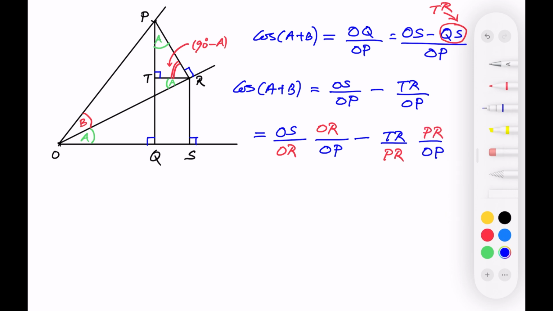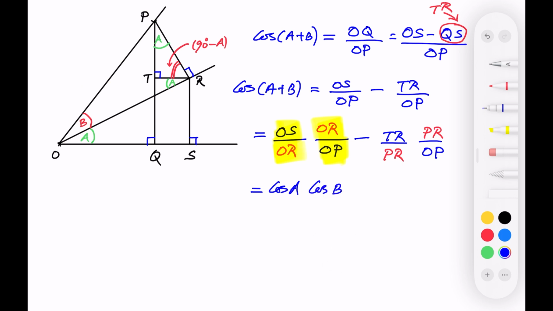Now we will see what these things mean. First, I have OS over OR. OS is right here, OR is right here. By looking at the triangle OSR, I can identify OS over OR to be cosine A. Let me write down that as cosine A. Then I have OR over OP. OR is right here, OP is right here. By looking at the right triangle ORP, I can identify OR over OP as cosine B. Therefore, let me write down this second ratio as cosine B.